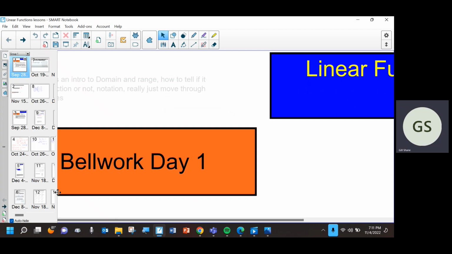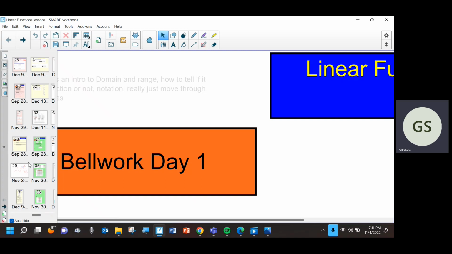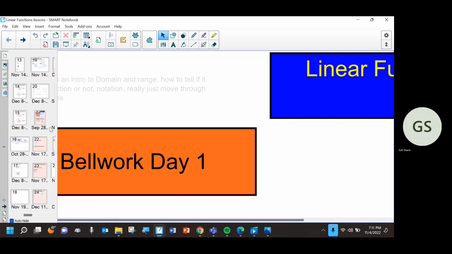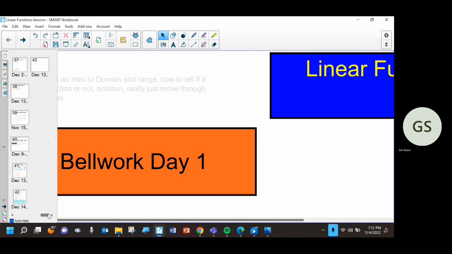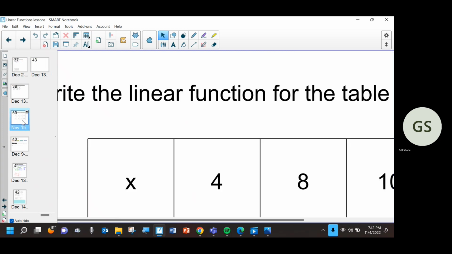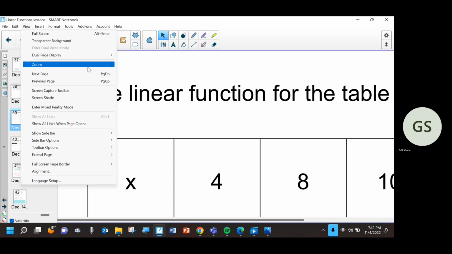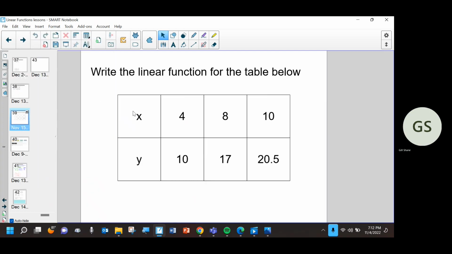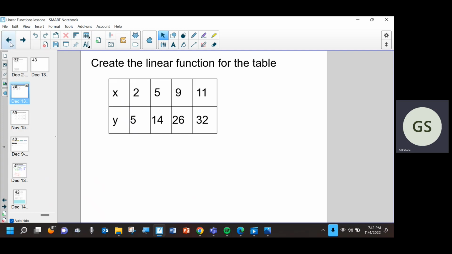All right, so let's find a table like what we worked on in class real quick. So not that one. Here we go. All right, so here's an example of when you do not have the x values going up by 1. So since the x values are not going up by 1, we can't just look at the y.